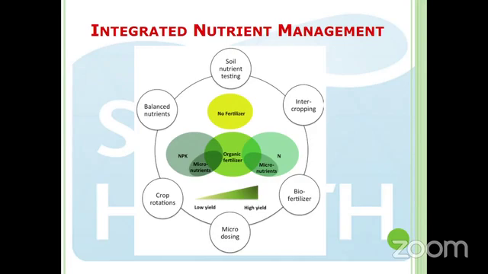The first and foremost important method is the soil nutrient analysis or soil testing. Once we test the soil, we come to know what exactly is the status of nutrients in the soil, and what exactly needs to be added. The second aspect is intercropping.